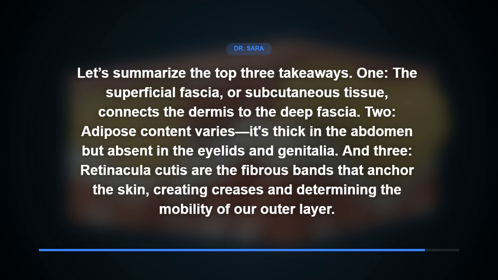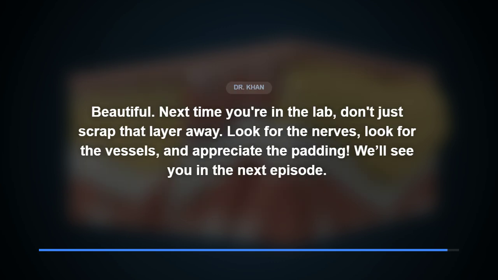1. The superficial fascia, or subcutaneous tissue, connects the dermis to the deep fascia. 2. Adipose content varies. It's thick in the abdomen, but absent in the eyelids and genitalia. And 3. Retinacula cutis are the fibrous bands that anchor the skin, creating creases and determining the mobility of our outer layer. Beautiful. Next time you're in the lab, don't just scrape that layer away.